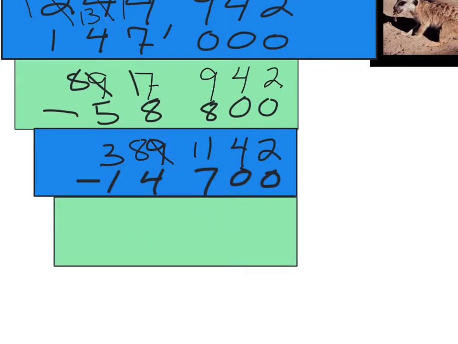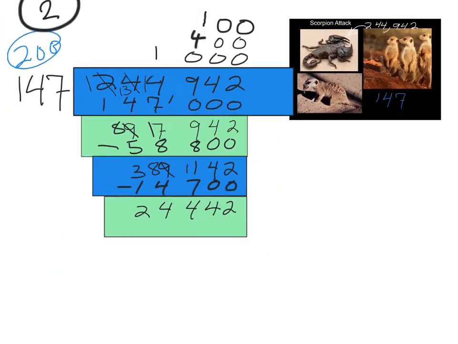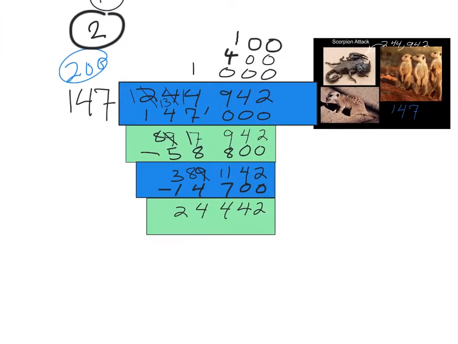And that's going to give me 2 minus 0 is going to give me 2. 4 minus 0 is going to give me 4. 11 minus 7 is going to give me 4 as well. 8 minus 4 is going to give me 4. And 3 minus 1 is going to give me 2 right here. And let's go ahead and look. And lo and behold, 147 will fit into 244.